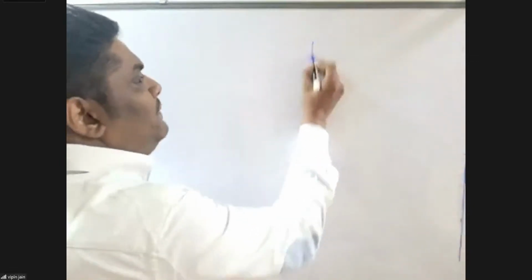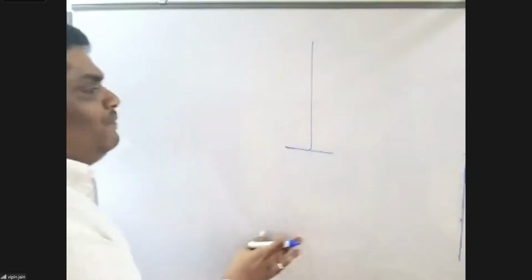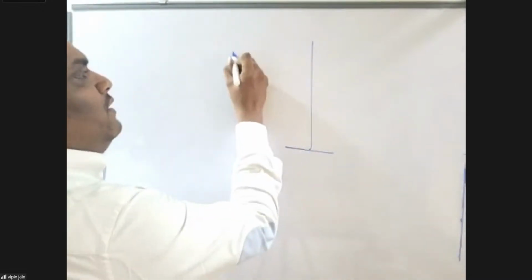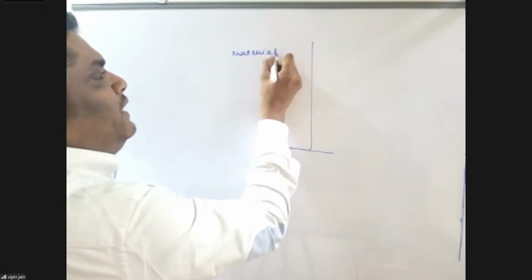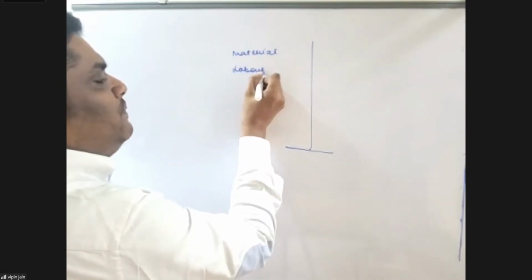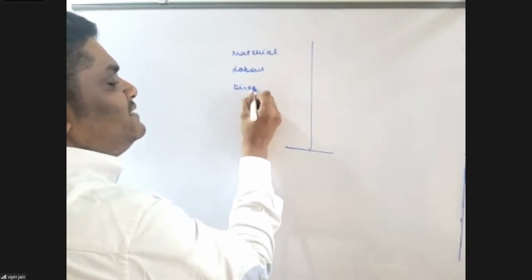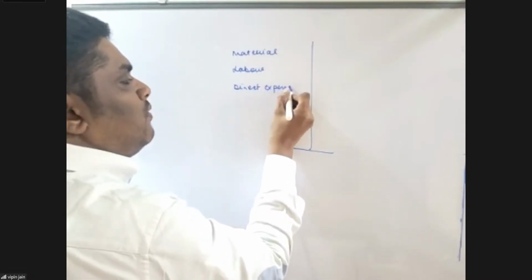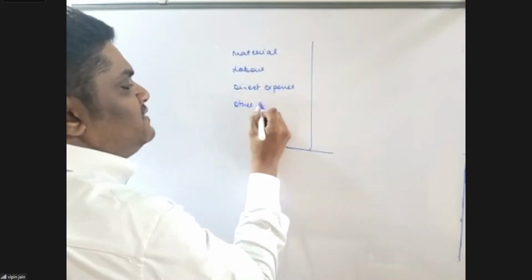What escalation clause says that in event of rise in price of raw material, in event of rise in price of material or wages beyond a certain level, the contract price need to be increased. That is known as escalation clause. Now, what contractor generally do, practically what happens? How the contract price is fixed? He estimates that this much material will be required, this much labor cost will be incurred, this much will be my direct expenses, and this much will be my other expenses.